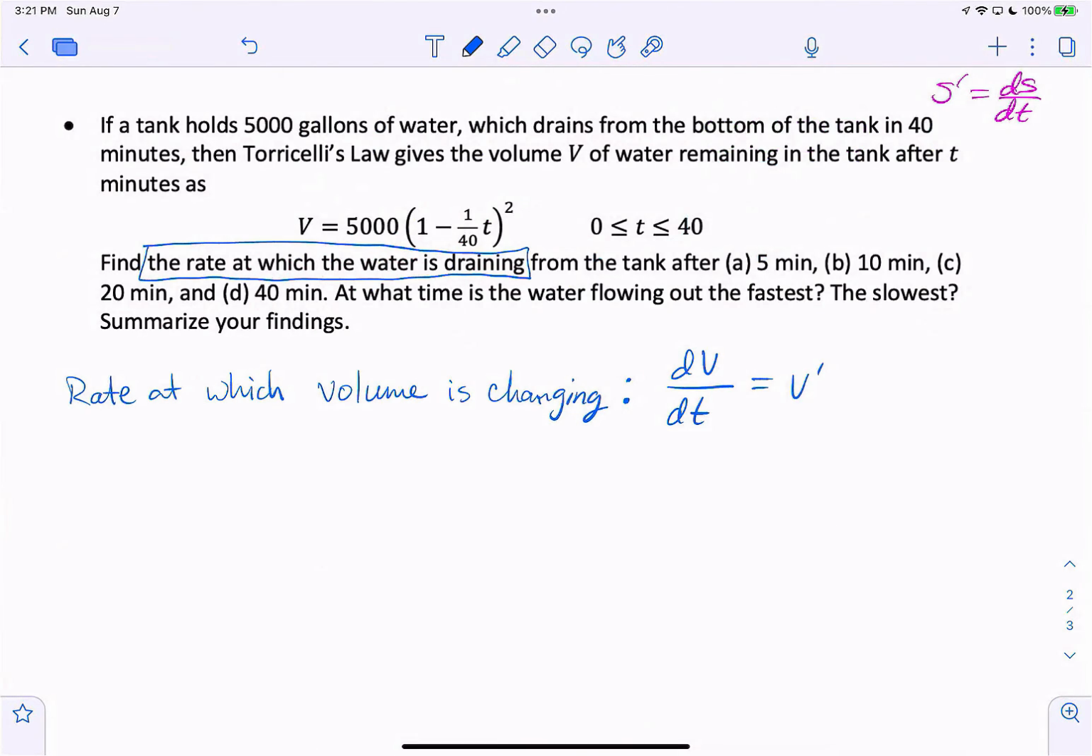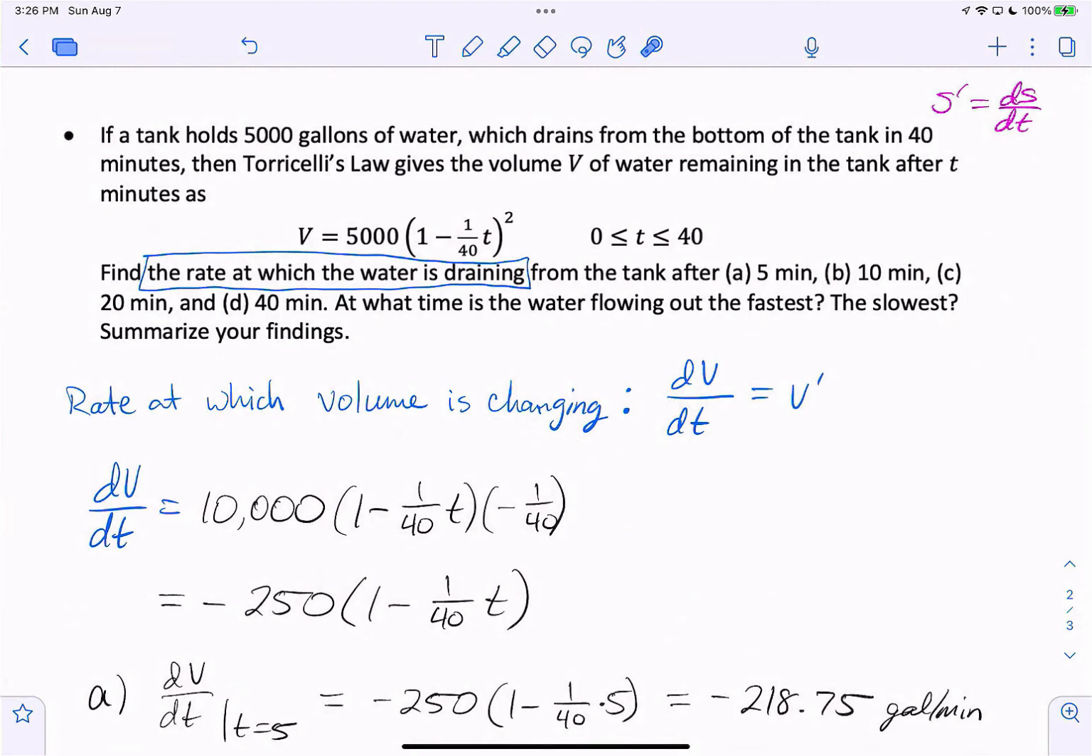call v prime. So our steps here are going to be find dv dt when t is 5 minutes, 10 minutes, 20 minutes, and 40 minutes. And then we're going to think about at what time is the water flowing out fastest, when is it the slowest, and summarize your findings. We'll get to all of that. What I want you to do is find dv dt, also known as v prime, for this function, and then go ahead and evaluate it at 5 minutes, 10 minutes, 20 minutes, and 40 minutes. A word that I want to make, though, is you're going to use the power rule. Folks, don't forget the chain rule. Come back when you're done.